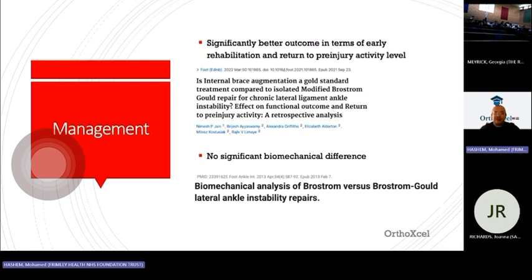If you look into whether we internally brace or not, there is a significantly better outcome in early rehab and return to pre-injury level with the internal brace, but you have to do it properly. If you don't do it properly, the harm will outweigh the benefit. If you compare Broström versus Broström-Gould, as far as I know, all the surgeons I've worked with during my fellowship and consultancy, I haven't seen anyone doing Broström only without Gould, because you just repair the retinaculum outside, and even if the evidence says it doesn't give any biomechanical difference, I don't think it causes any harm. So I do the Gould modification to every Broström I do.